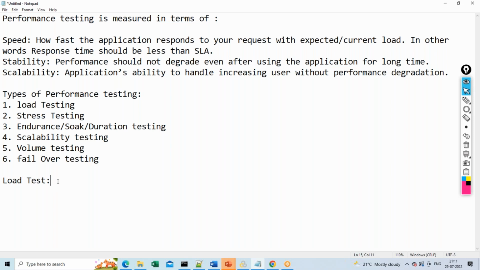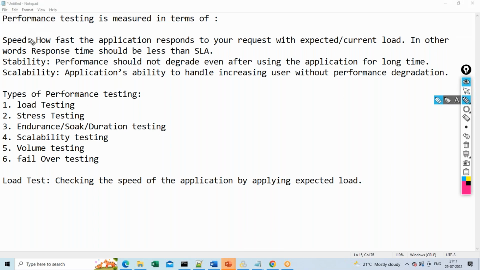Now, what do you mean by load testing? Basically here we will check the speed of the application by applying some load, or you can say by applying some expected load. Here the term speed I'm relating to load test. I told you, performance testing is measured in terms of speed, stability and scalability. So in the load test, we are checking the speed of the application by applying expected load.